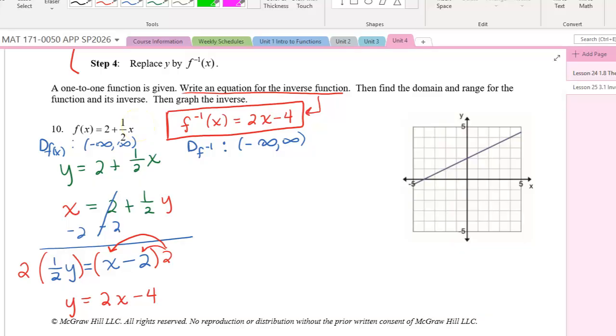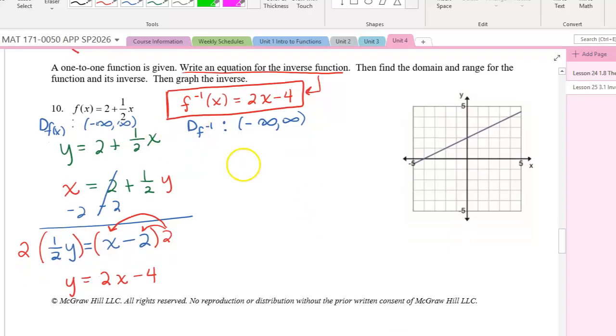If we let x be 0, the value of the function would be 2, and that's defined. So don't get fooled by coefficient fractions. Those are okay. So the domain of both of these is all real numbers. Then it wants me to graph the inverse. The inverse, remember, is a line.